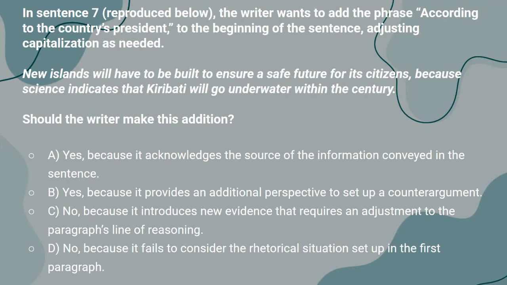A, yes, because it acknowledges the source of the information conveyed in the sentence. B, yes, because it provides an additional perspective to set up a counterargument. C, no, because it introduces new evidence that requires an adjustment to the paragraph's line of reasoning. Or D, no, because it fails to consider the rhetorical situation set up in the first paragraph. So I'll give you like 5 seconds to answer it.